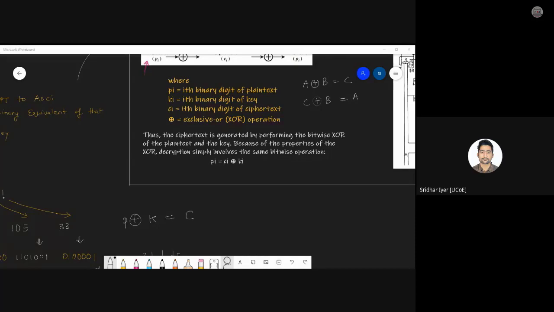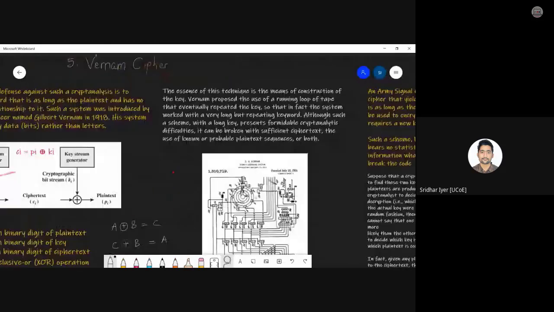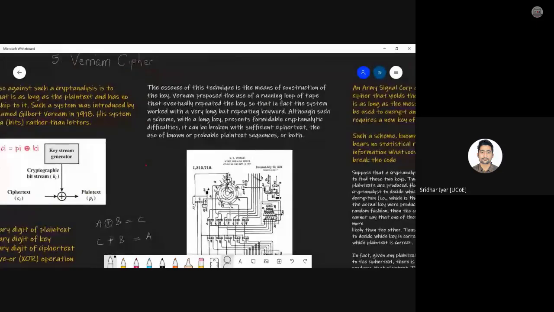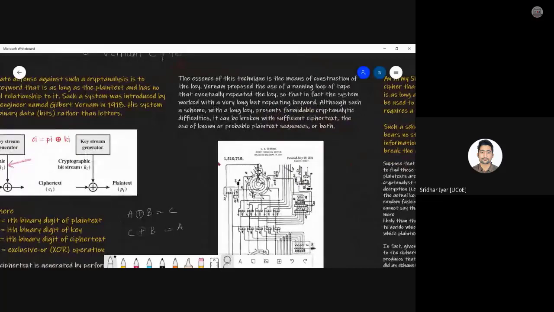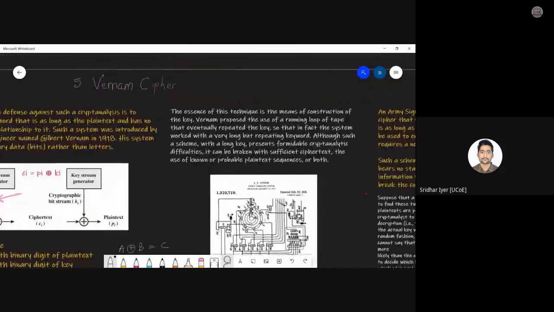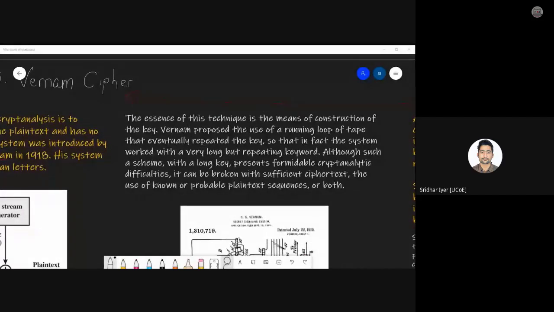Okay, fine. Now, you tell me what could be the difficulties or drawbacks of this particular cipher. Any idea? As you can see over here, what could be the drawback of this cipher? There are very few drawbacks, but still they are considerable. So kindly go through it. Just think of it.